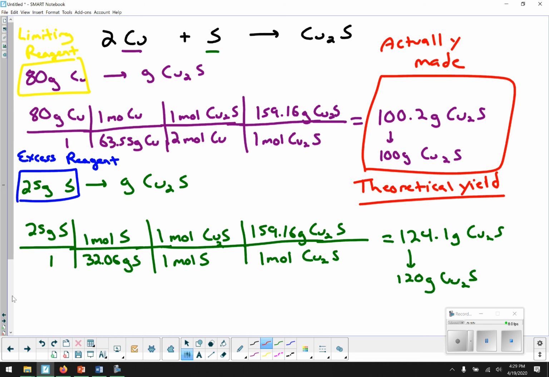So I'm going to do a couple more examples, and that'll be it. You should know what a limiting reagent is, what an excess reagent is, and know how to find those out given the amounts of two reactants. And then you should know what a theoretical yield is. It's just the lower amount you make when you do the stoichiometry. So you're doing two stoichiometry problems. The lower product amount is the amount you make. In this case, 100 grams of copper 1 sulfide.